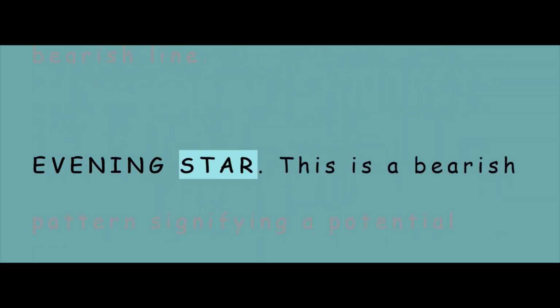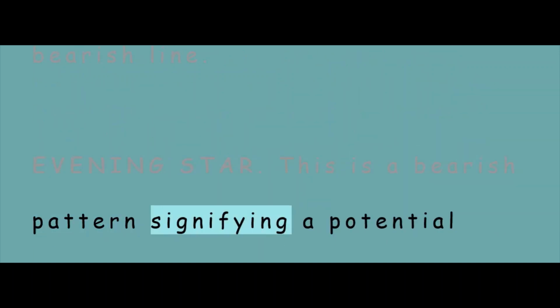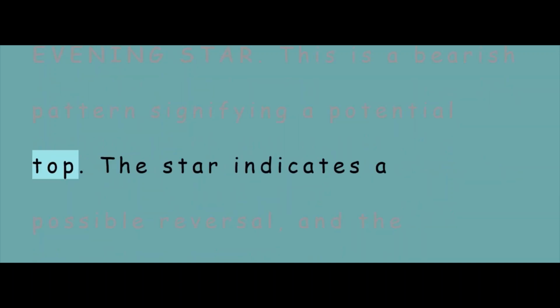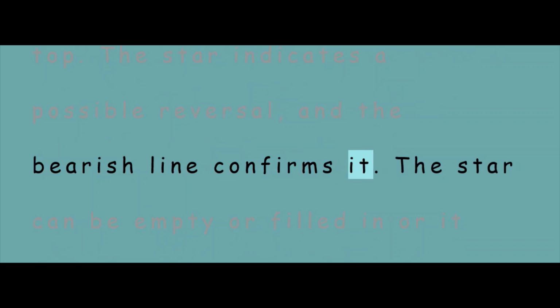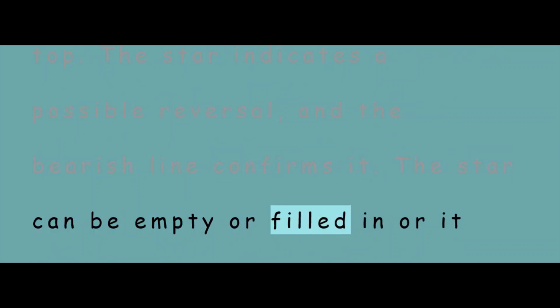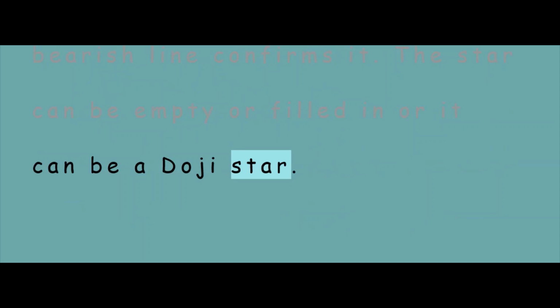Evening star. This is a bearish pattern signifying a potential top. The star indicates a possible reversal, and the bearish line confirms it. The star can be empty or filled in, or it can be a doji star.